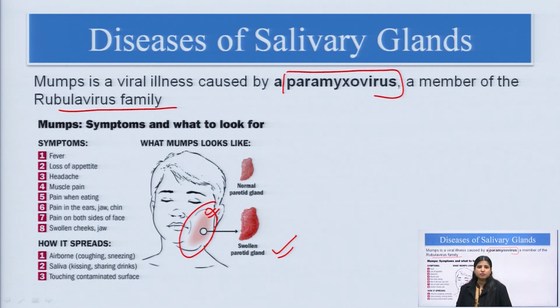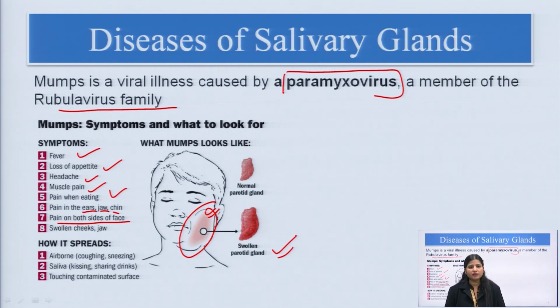Now, what are the symptoms? So, symptoms are fever. Then loss of appetite. There will be headache, there will be muscle pain. When we eat, there will be pain. Pain in the areas which are associated with this particular area. So, pain in the ear, then jaw, chin area. Pain on the other side as well. So, pain on both sides of the face. Cheeks will be swollen, jaw will be swollen. So, these are some common symptoms that will appear in the mumps.